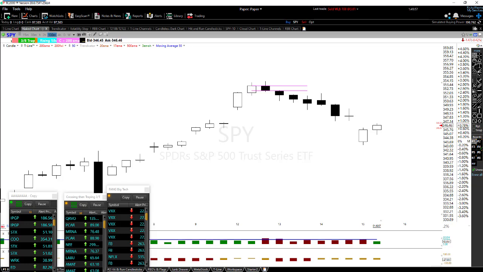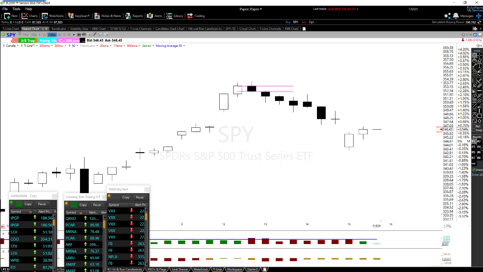What you're looking for is price to be trapped between the T line, the 8 exponential moving average, and the 3 exponential moving average. You're looking for that trap, that price in there. You're looking for the price to be up and pulling back to it. And again, it could be on any time frame.